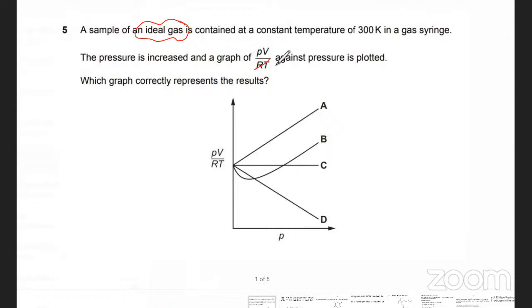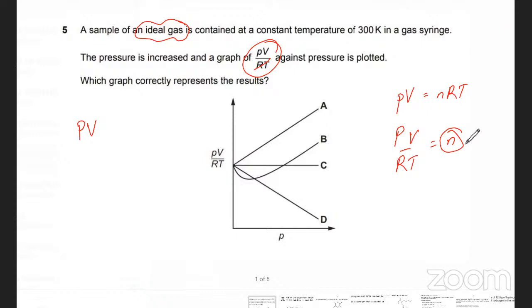So first thing, if it's an ideal gas at a constant temperature, R and T are both constant, they're not changing. An ideal gas is supposed to obey ideal gas behavior. So what is PV over RT equal to? PV is equal to nRT, right? So it's equal to the moles, right? So you basically have to plot moles. Does the moles of a gas in a container change?